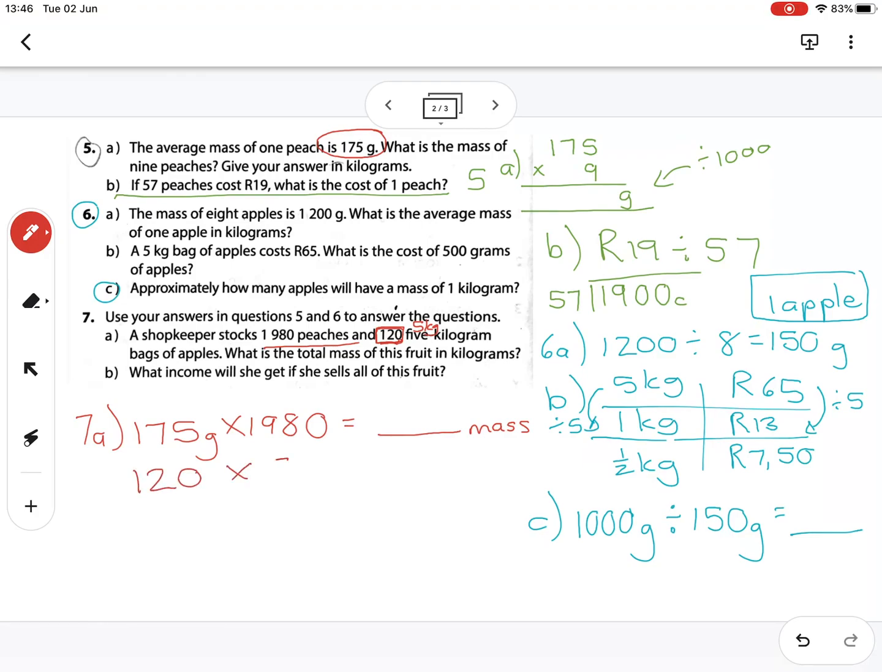120 bags, but each bag is 5 kilograms, so I'm going to have to say 120 times 5, and this answer is in grams, but this one is in kilograms. Okay, and then I need to put these two together. Does that make sense? I need to plus those two to get a total, because they're asking for the total mass. Then it says, what income will she get if she sells all the fruit?